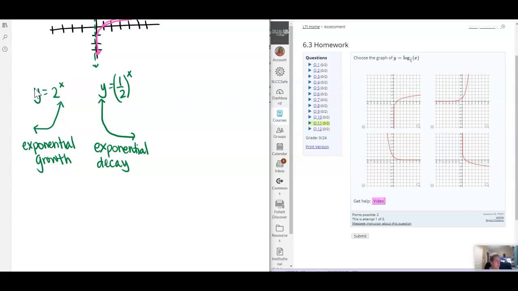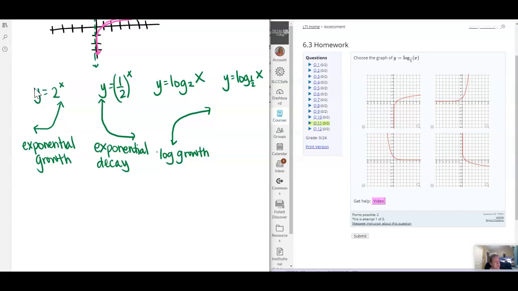All right, and then let's look at the log ones now. So y equals log base 2 of x. Again, this is going to be logarithmic growth. So that means it's going to be going up like this. And then the last one, y equals log of 1/2, so the log base 1/2 of x.